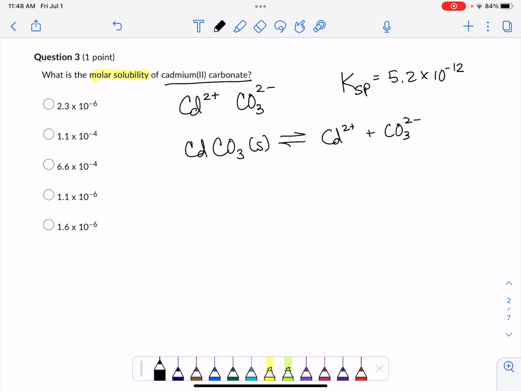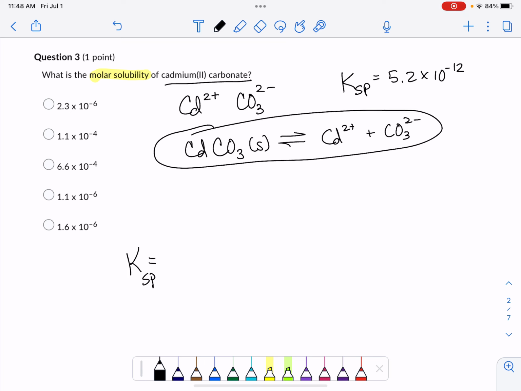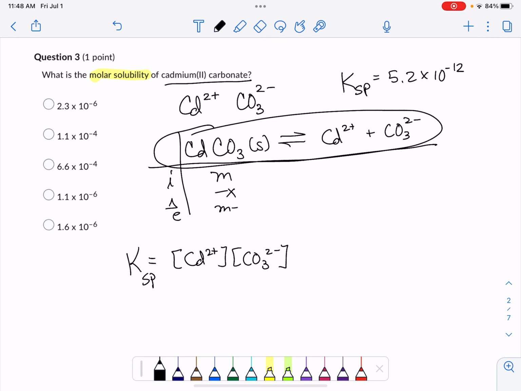So that is the equilibrium constant for that equilibrium reaction, which means it is the concentration of the cadmium ion at equilibrium times the concentration of the carbonate ion at equilibrium. Well, what are those at equilibrium? The left-hand column will always be M minus X. Starting with 0 of each of these, I get plus X. So that's equal to X squared. So I can solve for X.